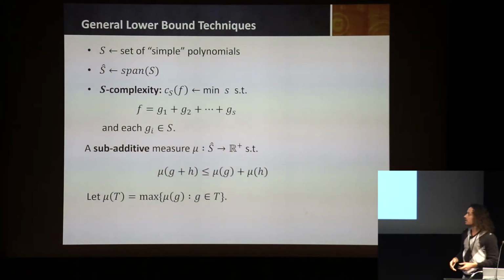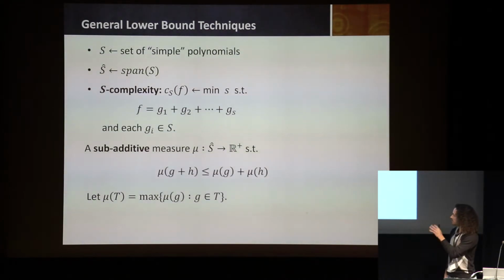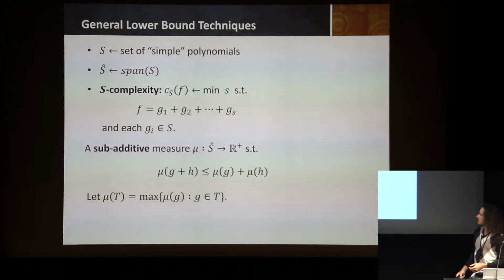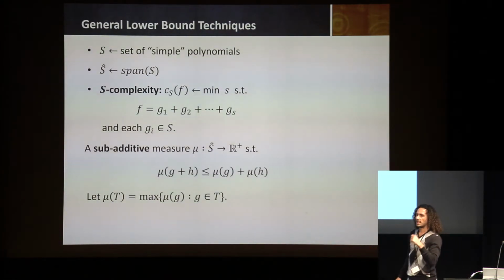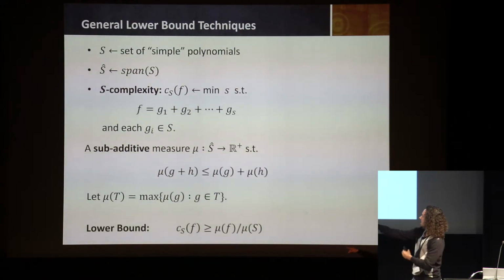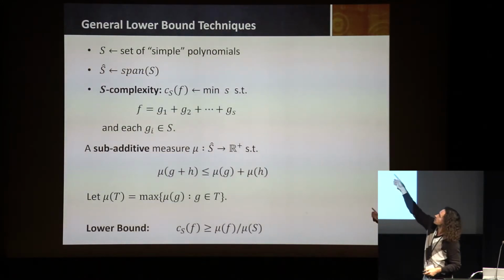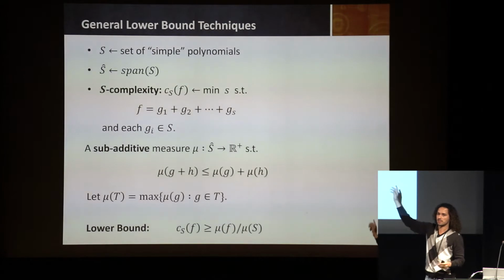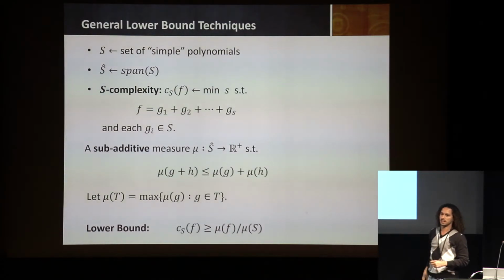Then a subadditive measure is a measure from the space S hat such that it is subadditive. Now, if you let mu of T be the maximum measure over any element in a set T, the lower bound that you obtain is that the S complexity of any polynomial f is at least the measure of f over the maximum measure over the set of simple polynomials. Because each of the gi's will have at most the maximum measure in your set S.